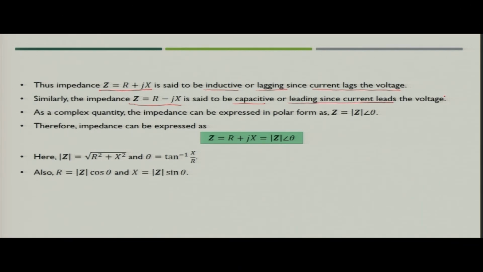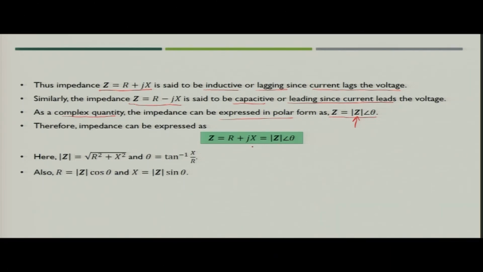If we have to represent the complex quantity Z in the polar form, we write simply as Z is equal to mod of Z, that is the magnitude of the impedance Z, and angle theta.